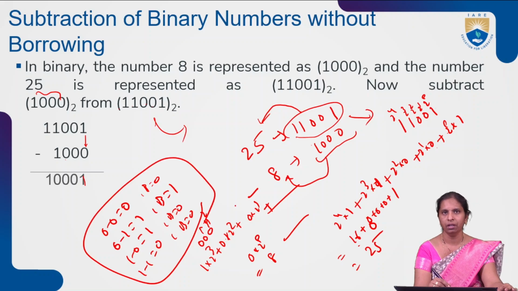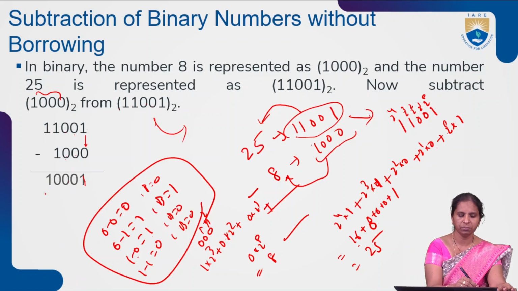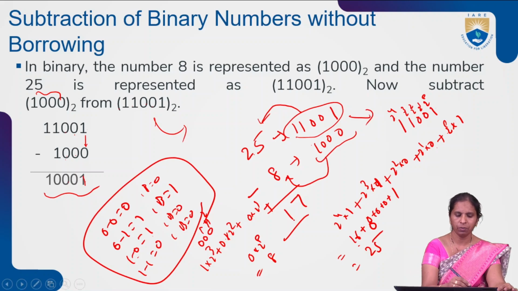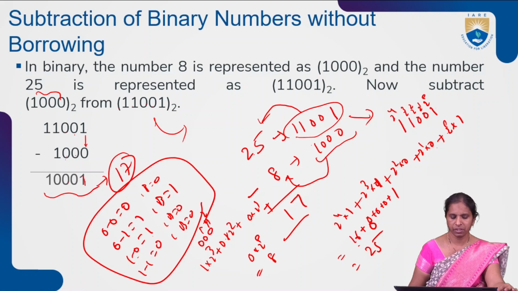Now remember this table. 1 minus 0 is equal to 1. Next 0 minus 0 is equal to 0. Next 1 minus 1 is 0. Then 1 minus 0 equals 1. Therefore, what is the answer we got here? 10001. Now what is 25 minus 8? 17 is the answer. Now if you convert this 10001 into a decimal number, what is the answer? It is 17. Like that you can subtract two binary numbers by using this binary subtraction rule.